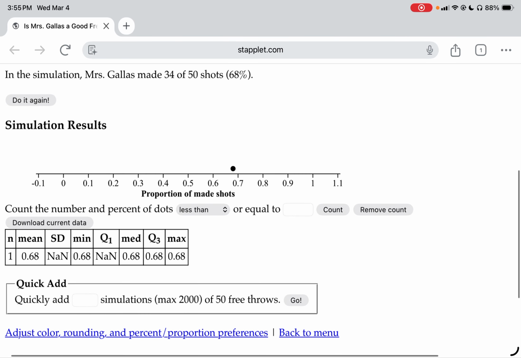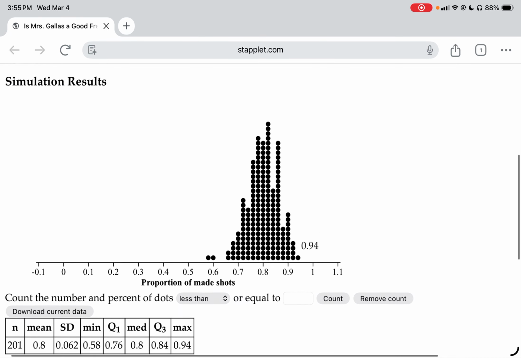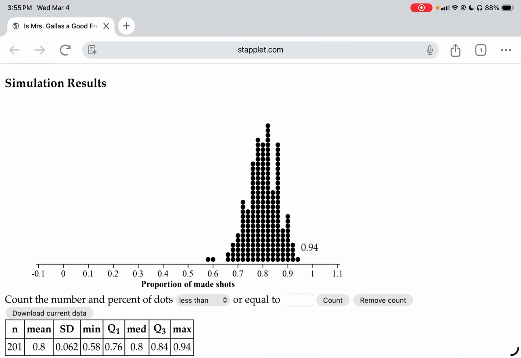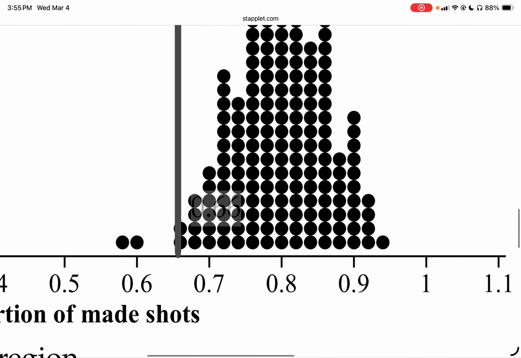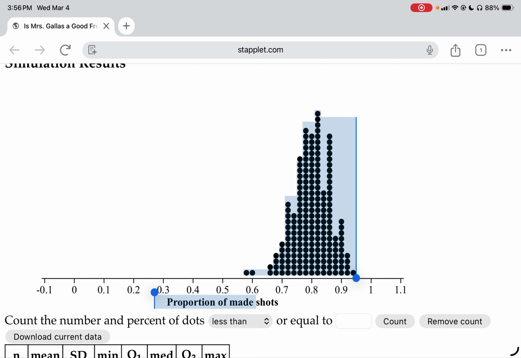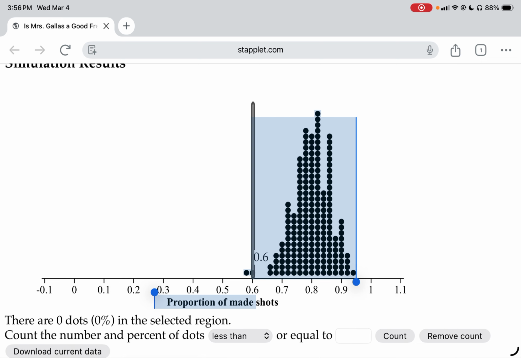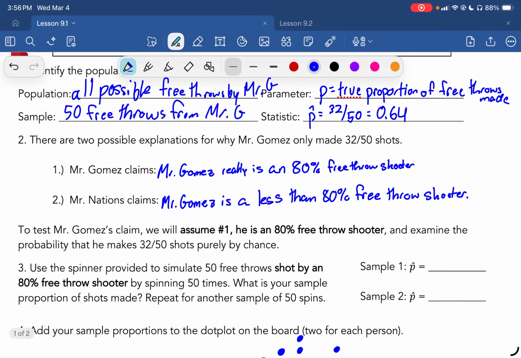So I'm going to quickly add a bunch. Let's add 200 simulations. And here's what we're going to see. Over a bunch of simulations, we have the majority of them hanging around 66% to, it looks like, about 92%. We see a couple down here, 0.6, 0.58. But that's just to get an idea of what we did here.